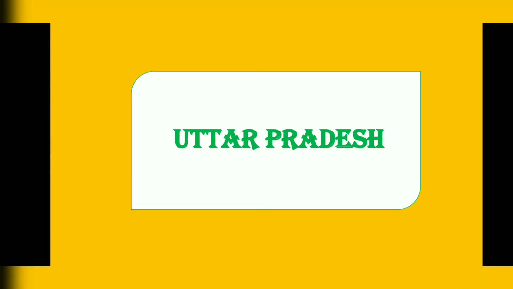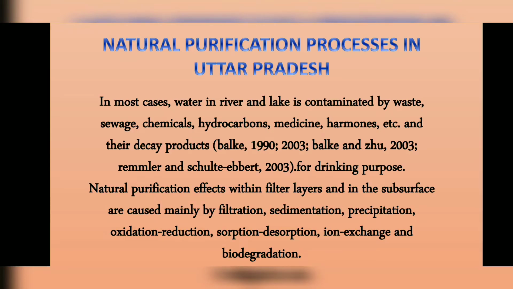First, Uttar Pradesh. Natural purification process in Uttar Pradesh. In most cases, water in rivers and lakes is contaminated by waste, sewage, chemicals, hydrocarbons, medicines, hormones, etc. and their decay products, for drinking purposes.